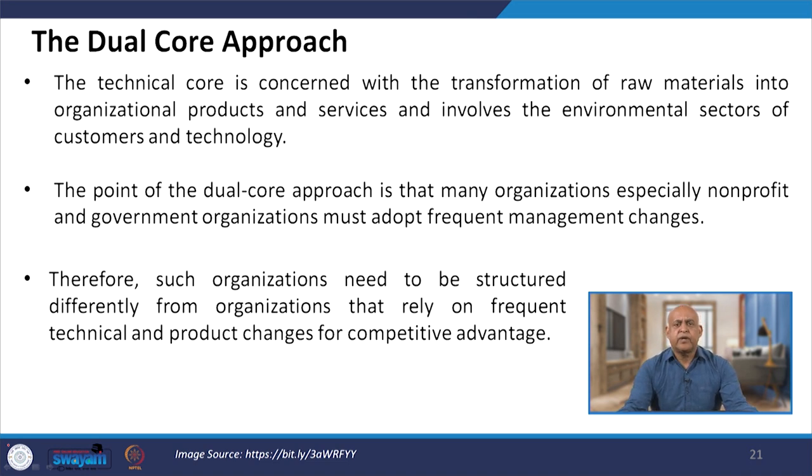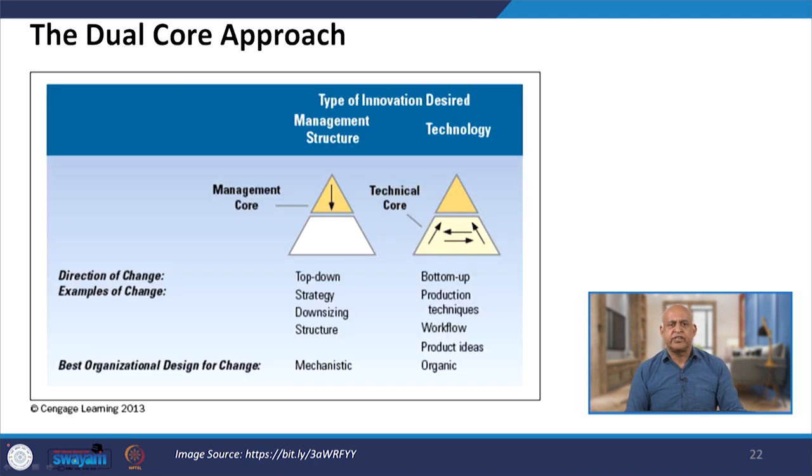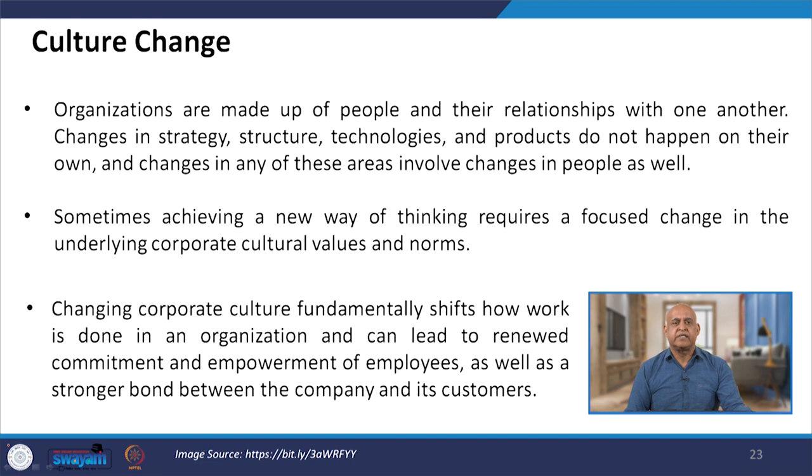The point of the core approach is that many organizations, especially non-profit and government organizations, must adopt frequent management changes. Therefore, such organizations need to be structured differently from organizations that rely on frequent technical and product changes for competitive advantage. So, the direction of change is an example of change. There is the management core and there is the technical core, with the top-down strategy in downsizing the structure and the bottom-up production technologies. So, this will be the workflow, product ideas and organic.